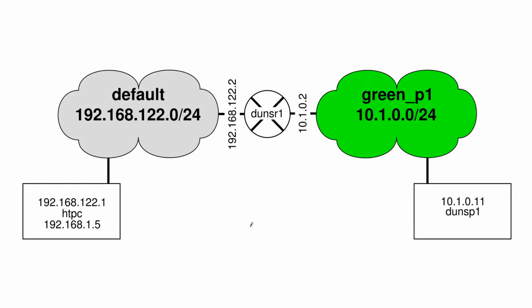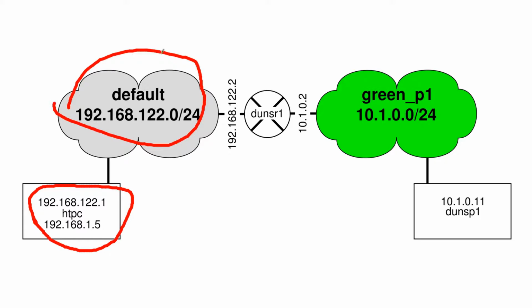Hi there. This picture shows the network layout on our home system. Our home system is called HTPC and it's the host on which we run virtual networks and virtual machines. First of all, we have our default network, which comes with libvirt, and we created a new network called green. In between, we have a router to connect the two networks.